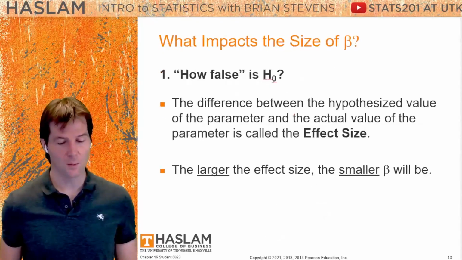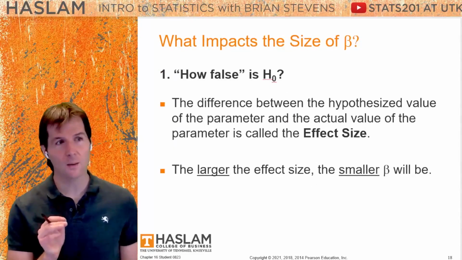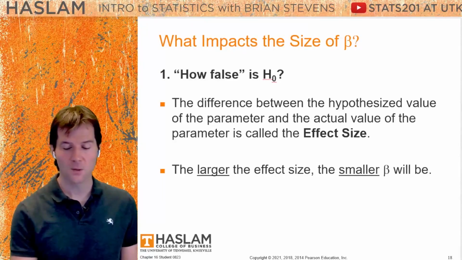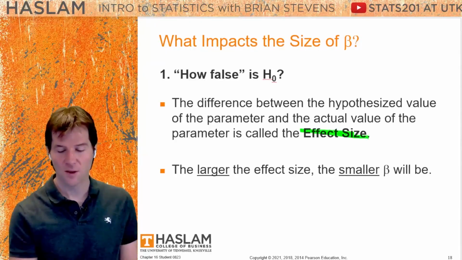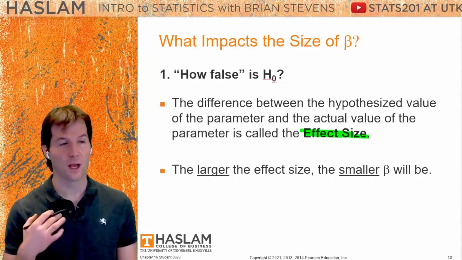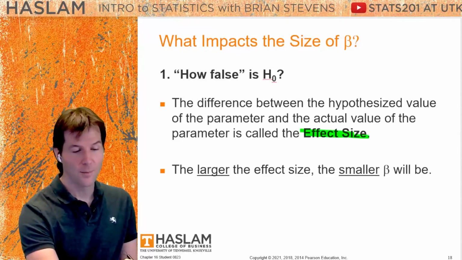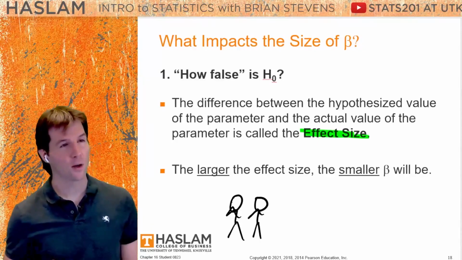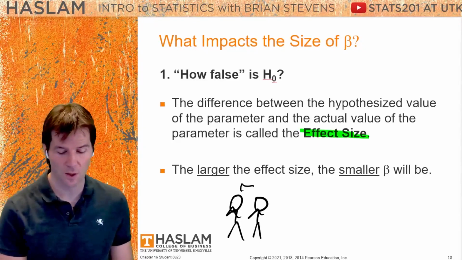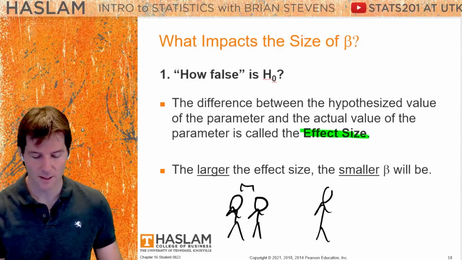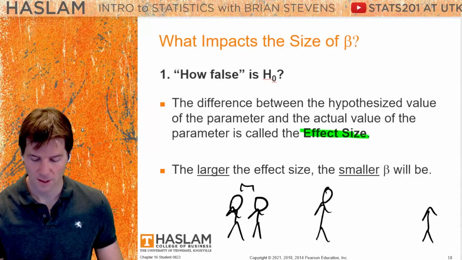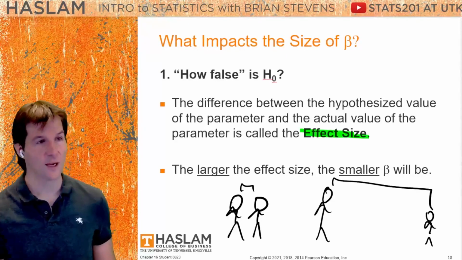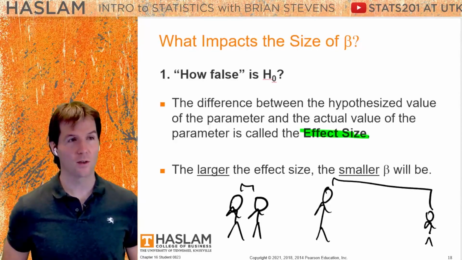So what is beta and what impacts it? Well, beta is going to be impacted by 3 things. We have how false is the null, and that is related to effect size. The effect size is going to be the difference between the hypothesized value and the truth. Imagine I were to play basketball against my brother. We're probably about the same skill level. It'd be hard to see who's better because there's a very small effect. But if I were to play basketball against LeBron, there would be, here's me, much, much shorter. There we go. There'd be a bigger effect. It would be easier to reject the null.